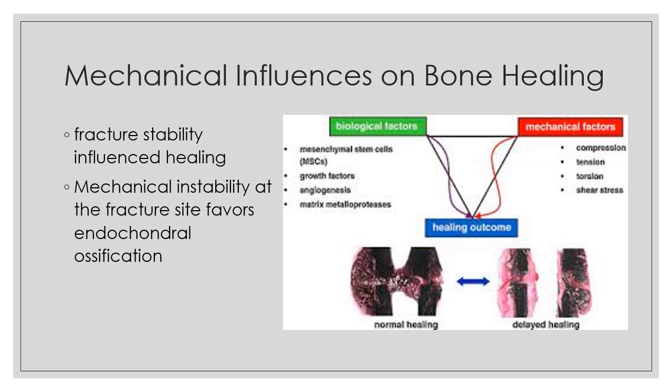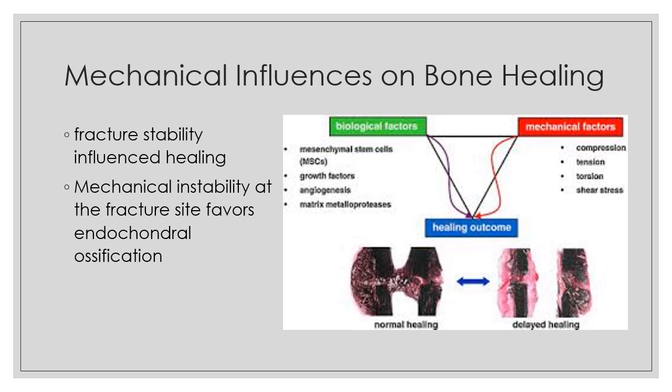So, mechanical influences on bone healing. As I said, fracture stability influences bone healing. There's experimental evidence that the mechanical environment plays a role in determining the cellular events that define bone repair. And it is said that mechanical instability at the fracture site favors endochondral ossification.